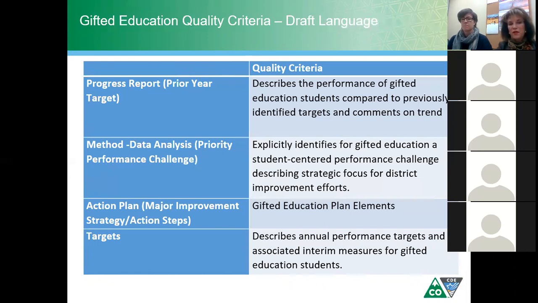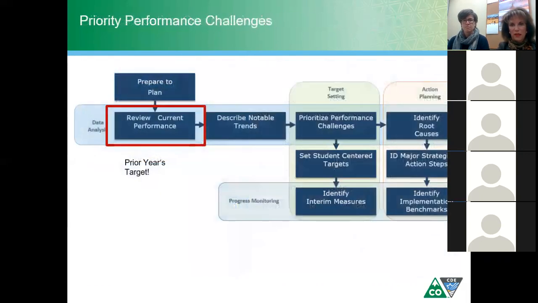The other criteria is around action plan. And so we would look for gifted education elements in the action plan, and then of course the target. All right. And our targets tend to be around achievement at the exceed level or growth in regard to our excellence gaps. Okay.